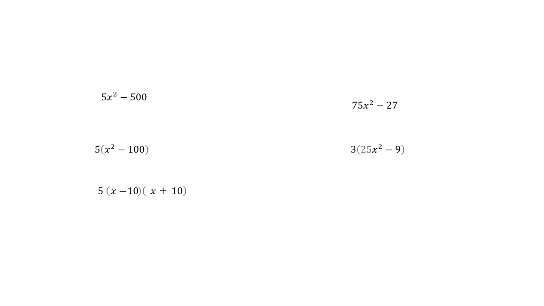This example, 75x squared minus 27, can be further reduced using a common factor of 3, rewriting it as 3 bracket 25x squared minus 9. Put our greatest common factor on the outside, write in our brackets. Take the square root of 25x squared. It gives us 5x. Take the square root of 9, gives us 3. Put in our negative and positive sign.